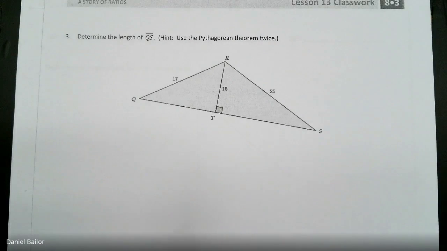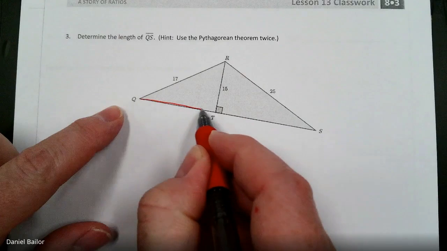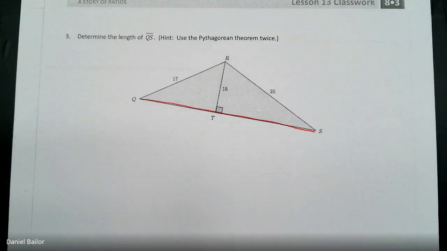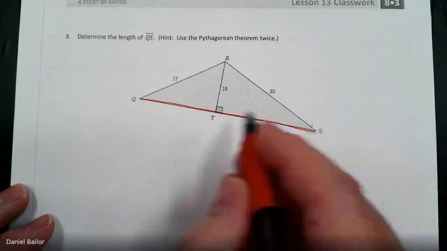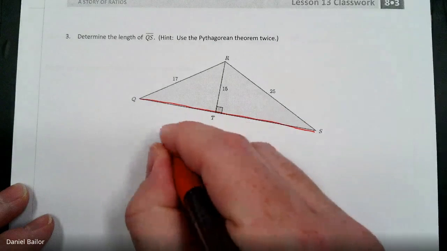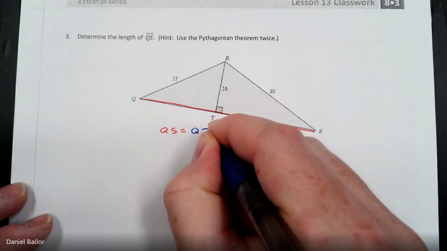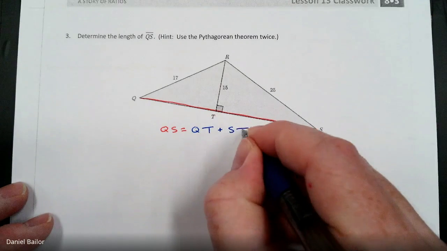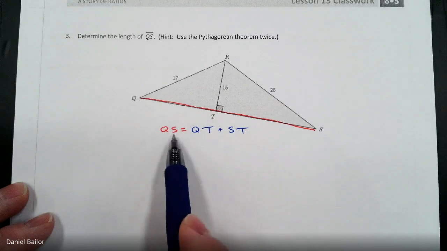So if you look, QS is this long section right here. So what you need to say is, okay, well, if QS is the long one, QS equals QT plus ST. QT and ST together make QS.